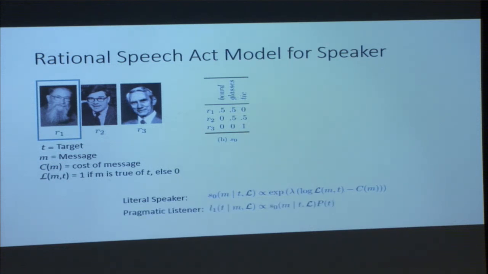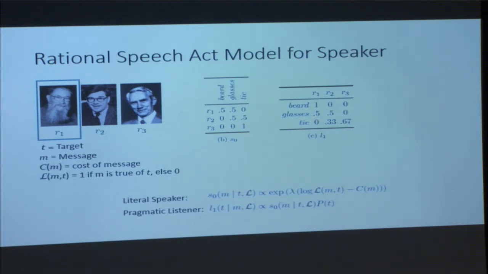Okay, so then you go to the pragmatic listener, same thing. The pragmatic listener basically has the literal speaker's model plugged in here, and a general distribution of the prior. So if you calculate that, the pragmatic listener upon hearing beard will evaluate R1, R2, R3 using this equation, and it would come to only this one has a beard, so this is 1, everything else is 0.